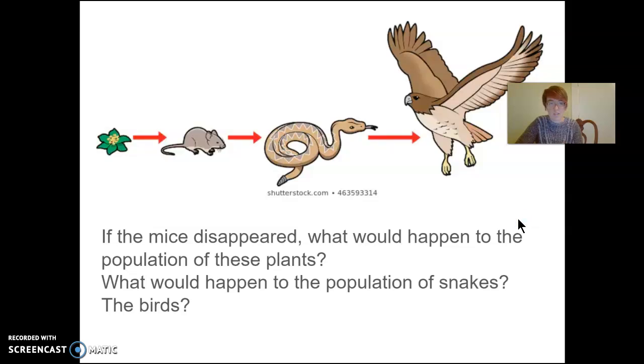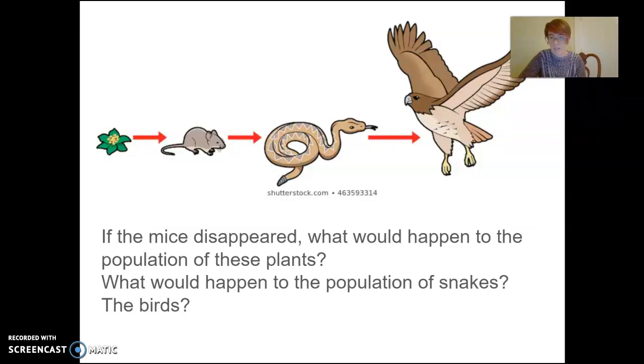So let's look at this diagram here. If the mice disappeared, what would happen to the plants? All of a sudden, there's less things eating them. The plant population might explode. What would happen to the snakes? All of a sudden, they've lost their food source. They might die. What about the birds? If the snakes die, the birds are going to die. Right? So there's a question there to answer about that.